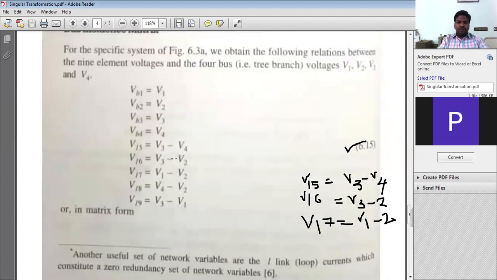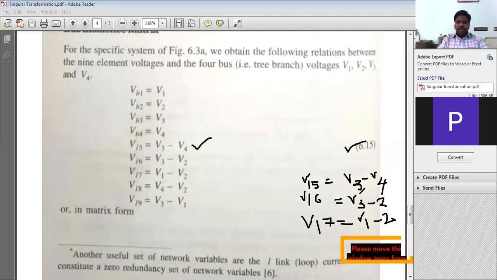Now see here. Just now we have written that VL5 is equal to V3 minus V4, VL6 is equal to V3 minus V2, and VL7 is equal to V1 minus V2. Similarly, you can also obtain VL8 and VL9. If you write all these equations, you will have 9 voltages in total. That means 9 branches: 4 branches and 5 links are available. If you combine all these equations, you can write them in matrix form.